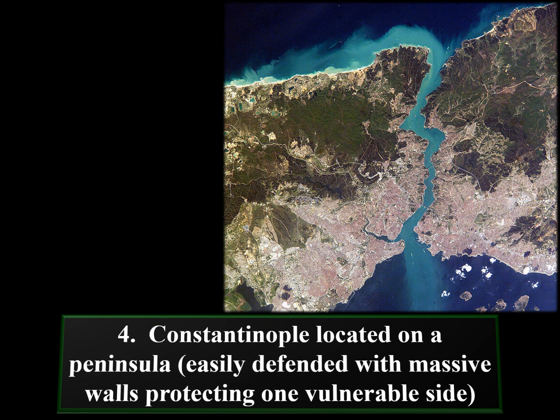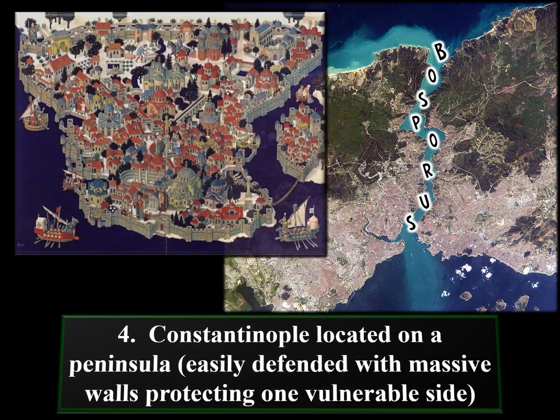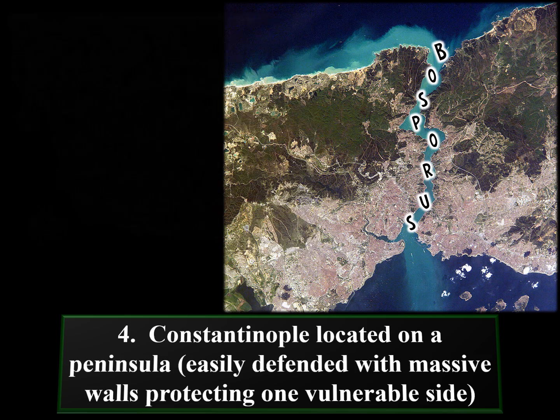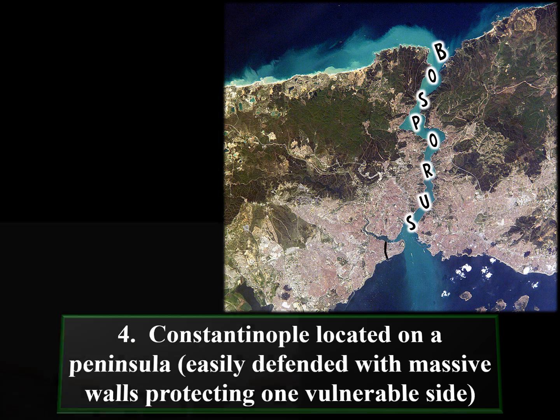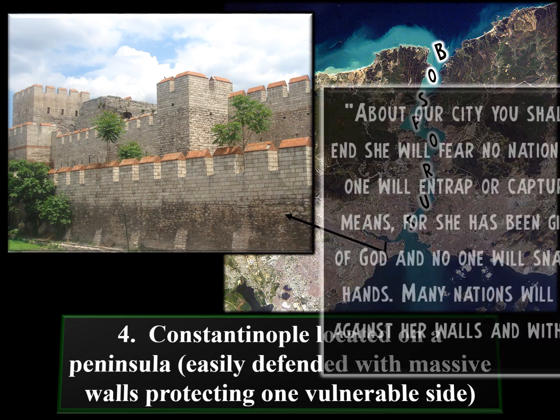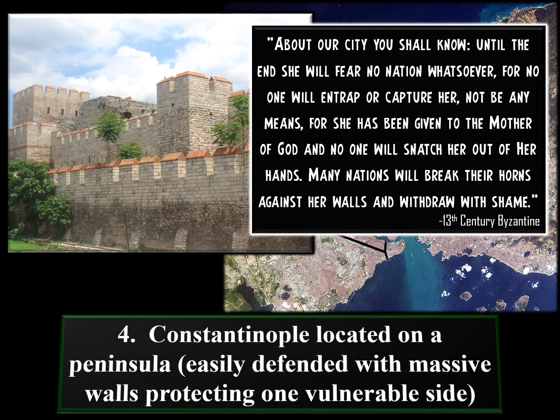Constantinople is located on a peninsula. It is an easily defended territory with massive walls that were built to protect the one vulnerable side. You see here where that's the Bosphorus Strait. This is what the city of Constantinople looked like with its walls around it. And there are the real walls and where they were located on the map.